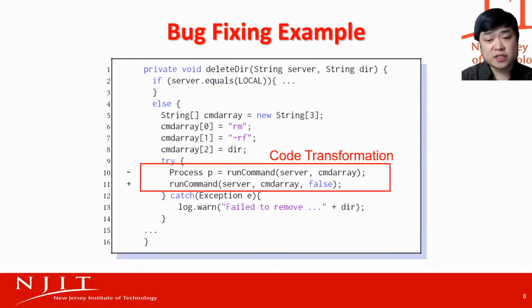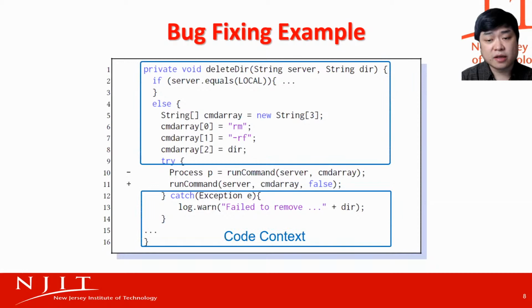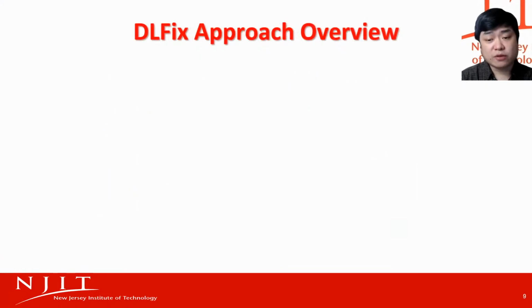We call the code fixes shown in lines 10 and 11, in the red box, the code transformation, and all the other statements in the same buggy method, in the blue box, are the surrounding code context. By using this example, we would like to introduce our approach overview.